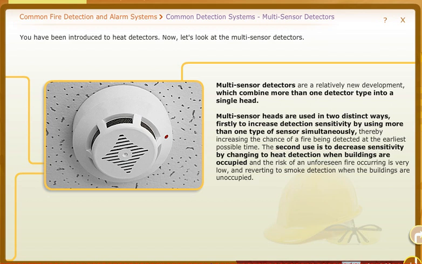The second use is to decrease sensitivity by changing to heat detection when buildings are occupied and the risk of an unforeseen fire occurring is very low, and reverting to smoke detection when the buildings are unoccupied.